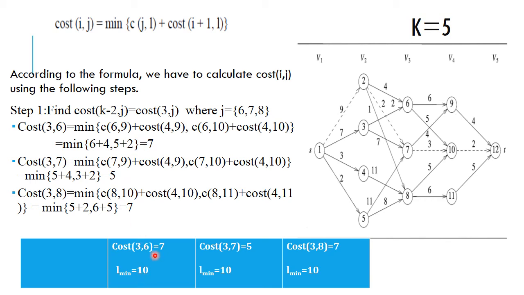So here cost of 3 comma 6 gave you the minimum cost 7. But also note down which L node among 9 and 10 gave you the minimum value 7. So in case of cost of 3 comma 6, among 9 and 10, 10 gave you the minimum value. So L is 10. So in cost of 3 comma 6, among 9 and 5, again 10 gave you the minimum value. So node number 10. So L represents the node. Here also 10.